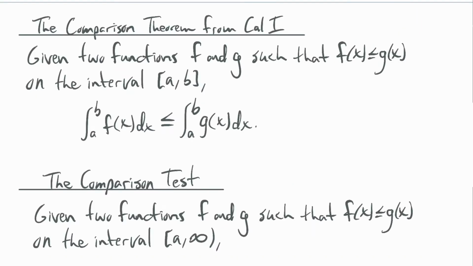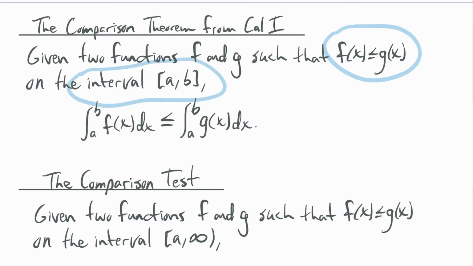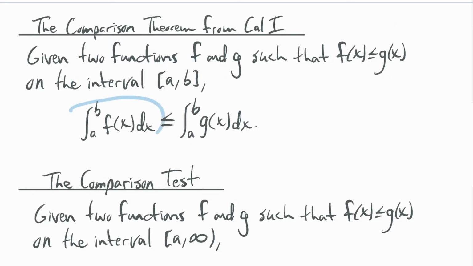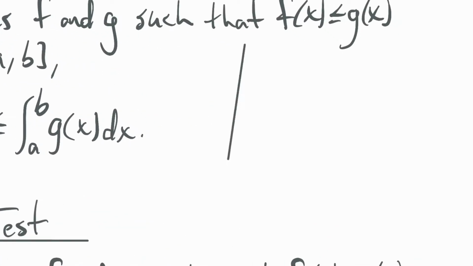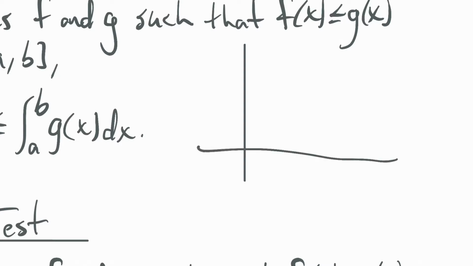Okay, so a brief review of the comparison test from Cal 1. If you've got two functions f and g such that f of x is less than or equal to g of x on some interval from a to b, then the integral from a to b of f of x dx will be less than or equal to the integral from a to b of g of x dx. Basically, let's say we've got a vertical axis and a horizontal axis. So here's A, here's B.